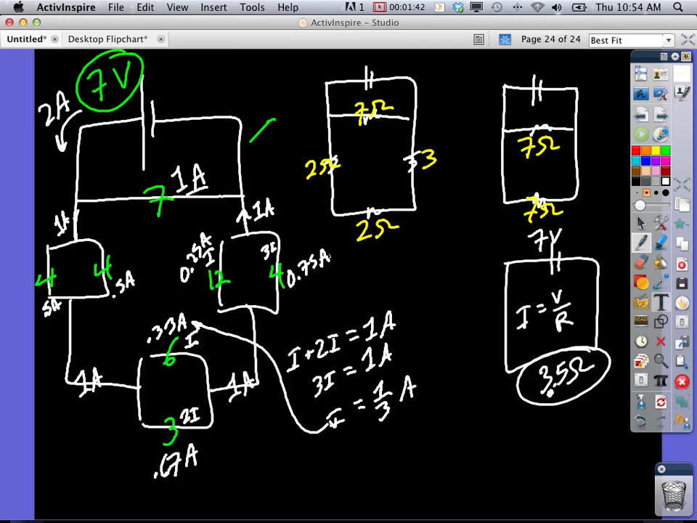And now that I have all the currents, I could find the power at any place, right? By using I squared R. So I can find the power consumed by any. So which bulb is the brightest? If these are all bulbs, which one's the brightest?